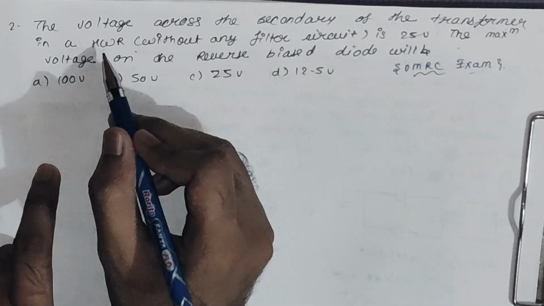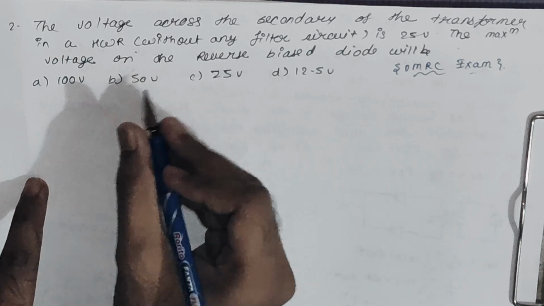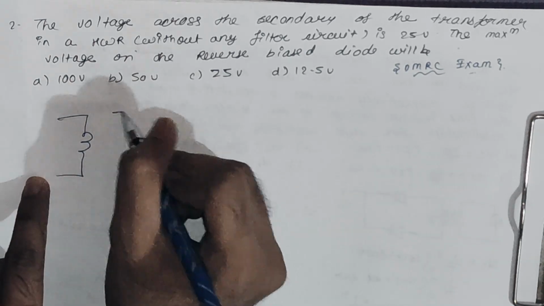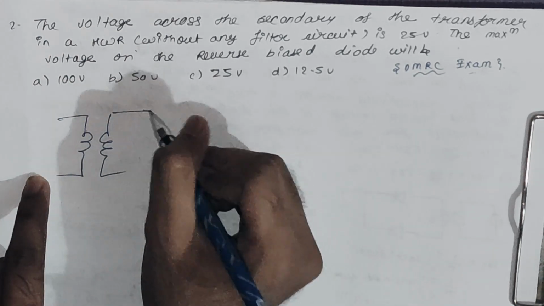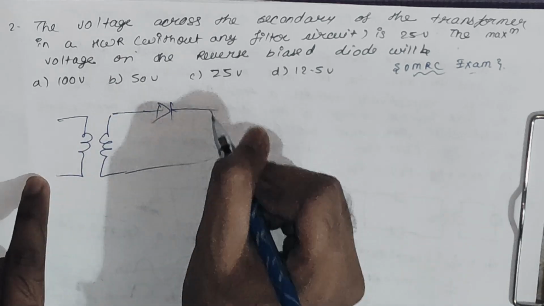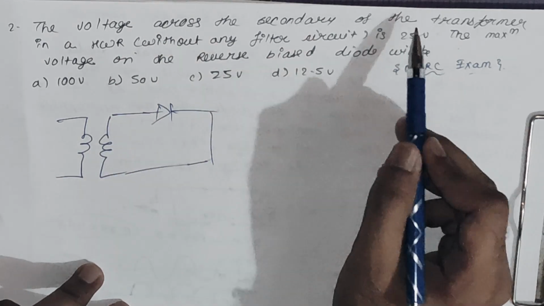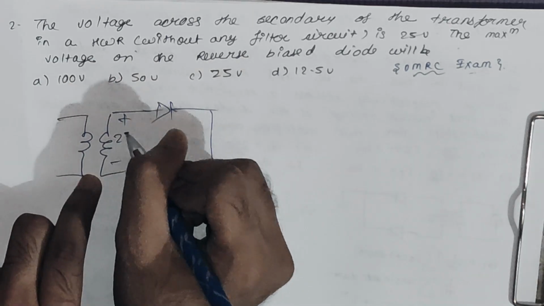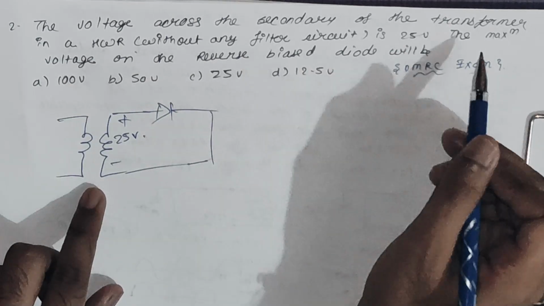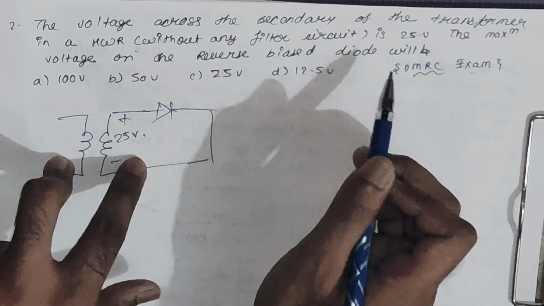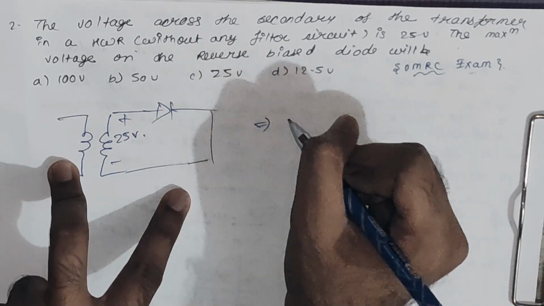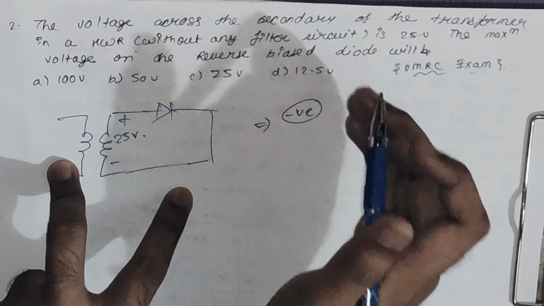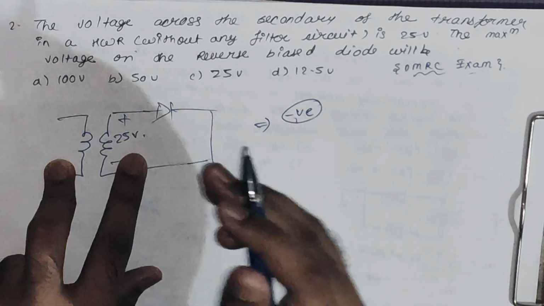Okay, so you can see here we have a half wave rectifier without a filter circuit. It is a simple half wave rectifier, and here we have one diode. It says the voltage across the secondary of the transformer is 25 volt, and we have to calculate the maximum reverse voltage on the reverse bias diode. For that we have to consider the negative half cycle, right? As you can see, for the negative half cycle only this diode will be reverse biased.